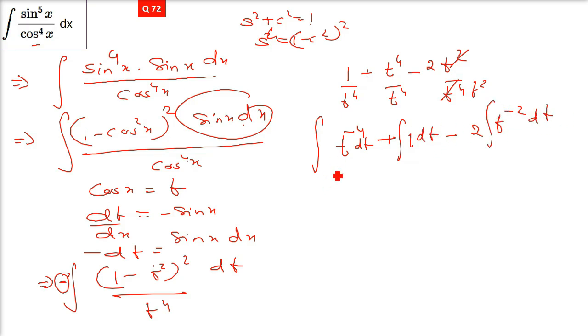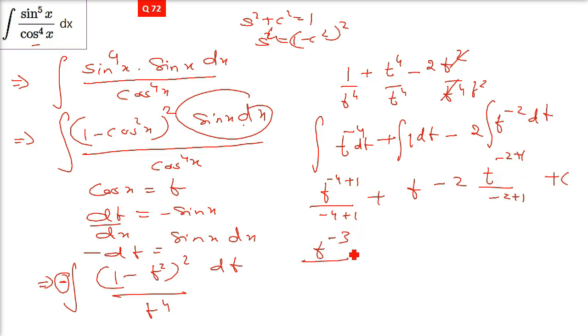T raised minus 4 is t raised minus 4 plus 1 divided by negative 4 plus 1. This will be simply t. This is going to be minus 2 times t raised minus 2 plus 1 divided by negative 2 plus 1, plus constant of integration. Now this is t raised negative 3 divided by negative 3, plus this will be t negative 2 and this will be negative 1. So I'm just changing the sign. This will be t raised minus 1, and that simply means 1 by t. So 2 by t plus constant of integration.